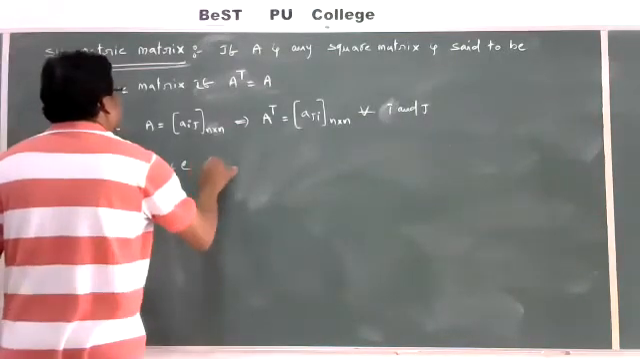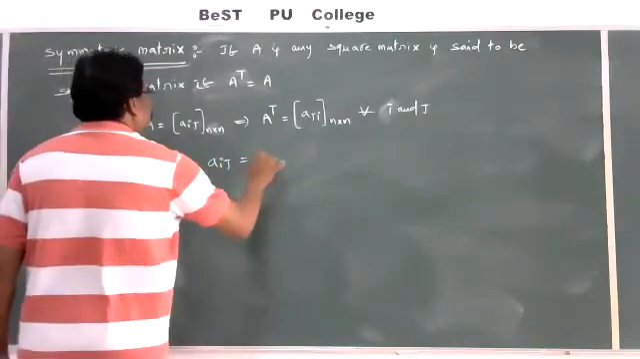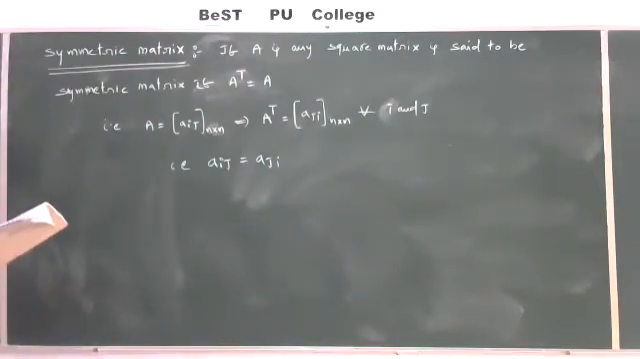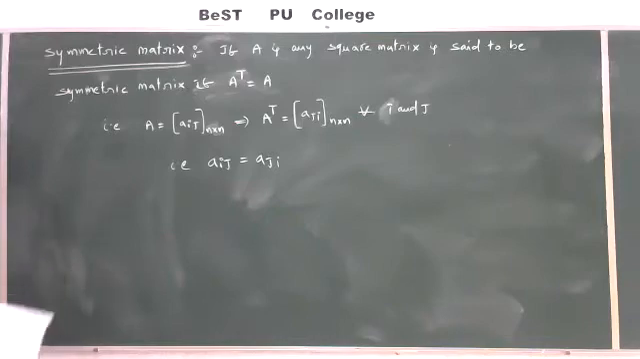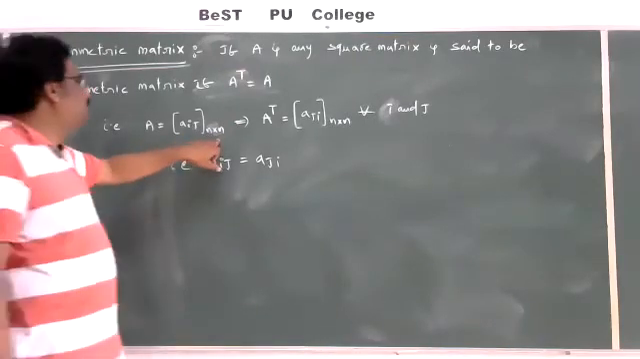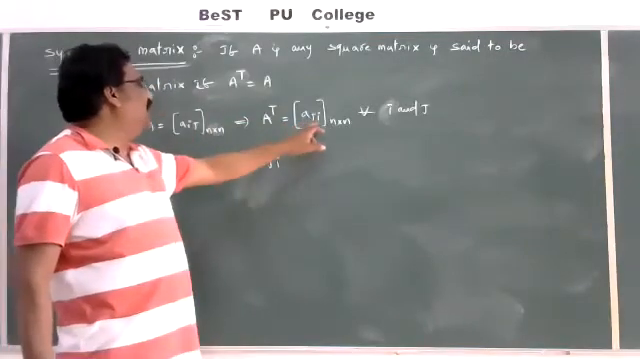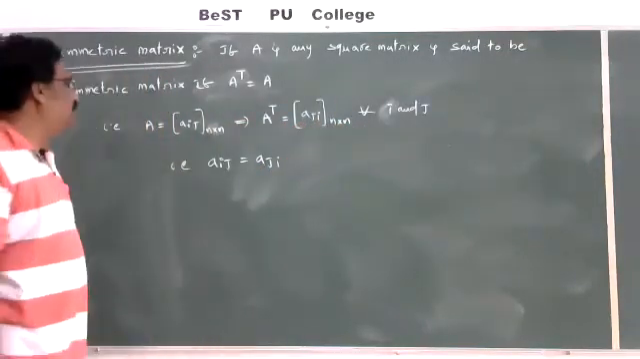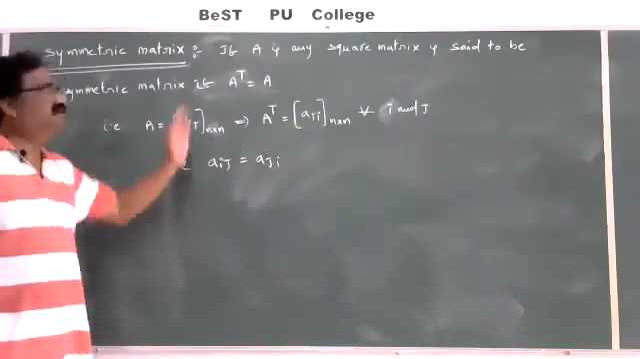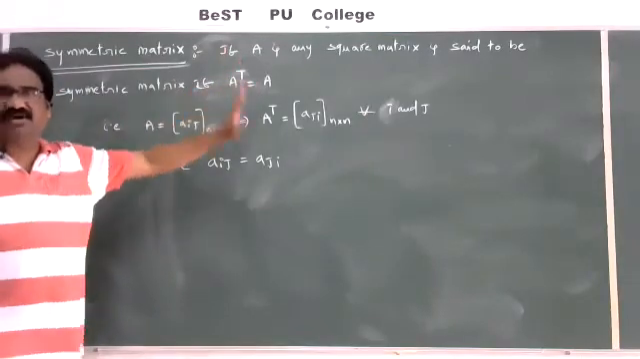That is, Aij is equal to Aji. If A is any square matrix, it is said to be symmetric if A transpose is equal to A. That is, A is an Aij n by n matrix, then A transpose is an Aji n by n matrix for all i and j, that is Aij is equal to Aji. This is the mathematical definition, and this is the theoretical definition. This is called a symmetric matrix.